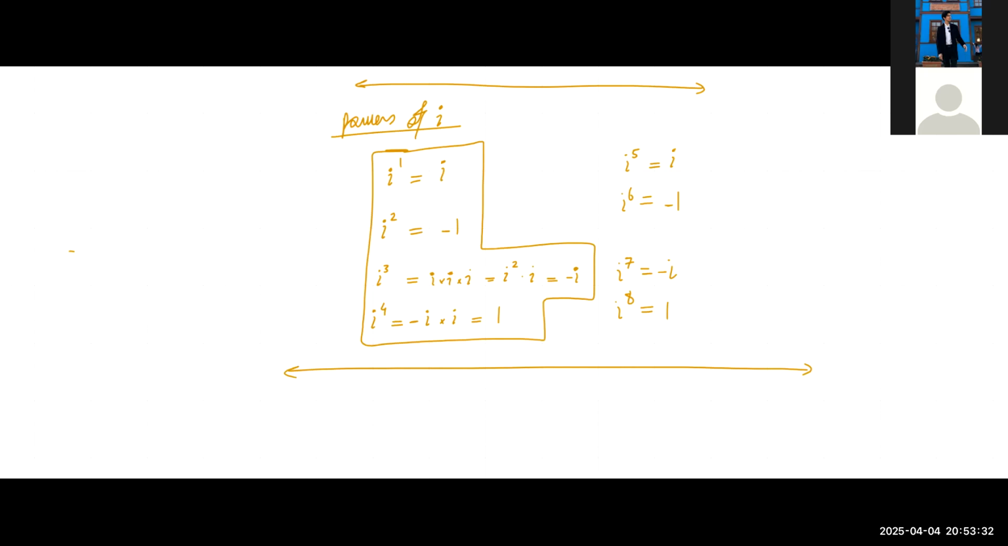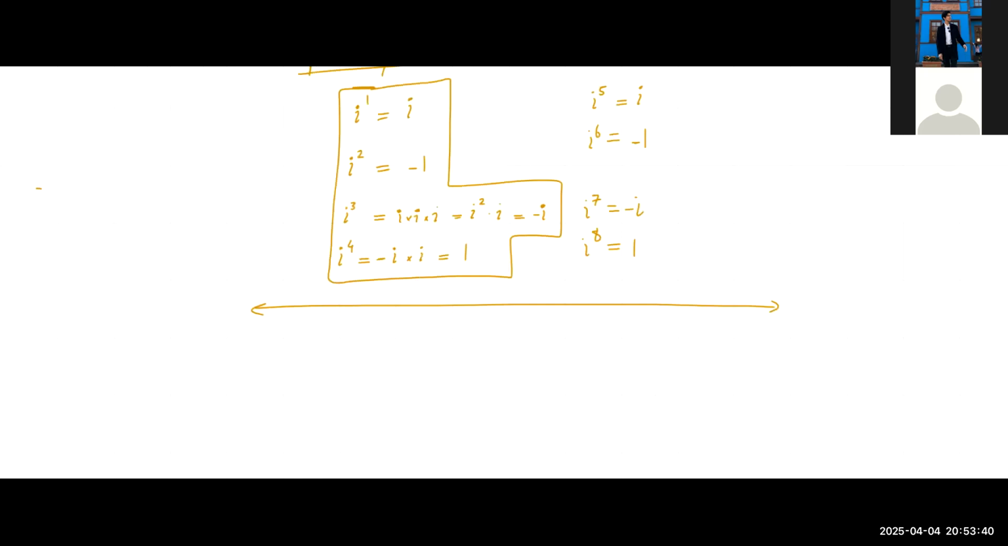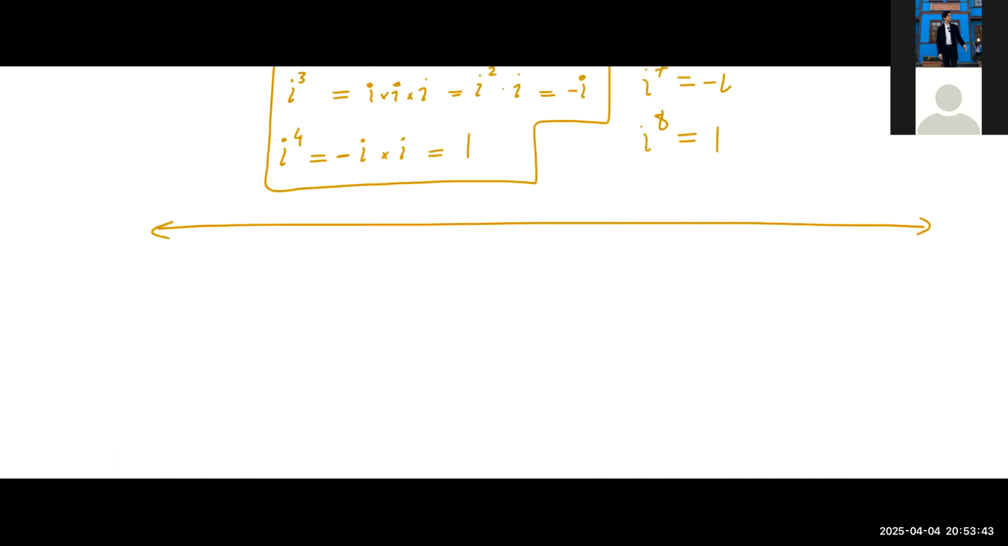So far we've been talking about the imaginary number i. We haven't talked about anything else. But this chapter is called complex numbers, so what's that all about? Now let's introduce complex numbers.